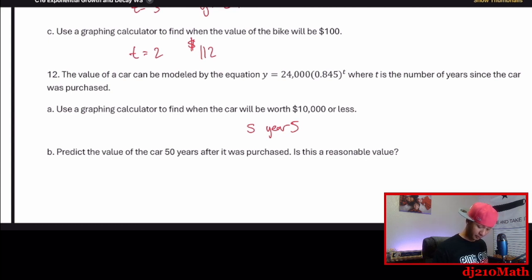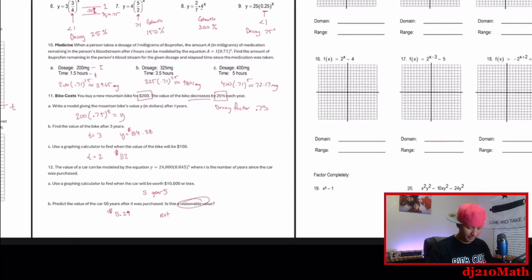Predict the value of the car 50 years after it was purchased. Is this a reasonable value? All right, so this is going to mean when T is 50. Okay, so after 50 years, the car is going to be worth $5.29. So is this reasonable? Let's go with no. It is not reasonable at all. $5 for a car. Come on. All right.